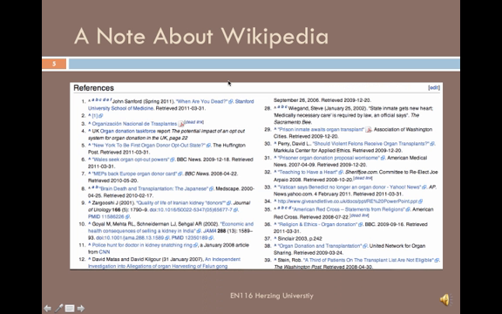But if you're concerned about the 4 R's, and you think Wikipedia has great information for your article, then you can go to the end of the article. And all of these little blue links here are clickable and should take you to the sources that the person who wrote the Wikipedia article used.